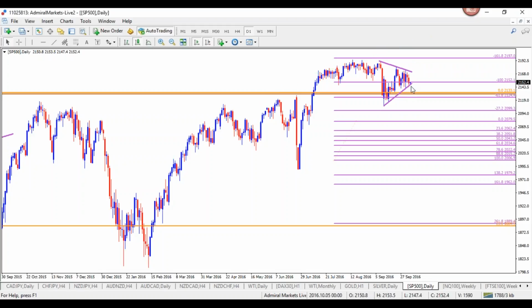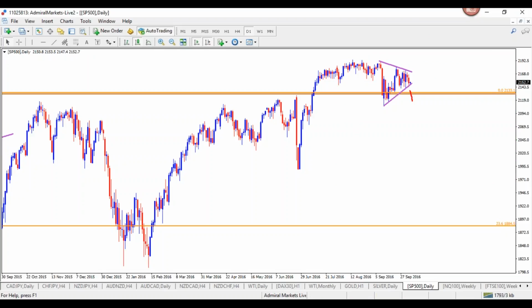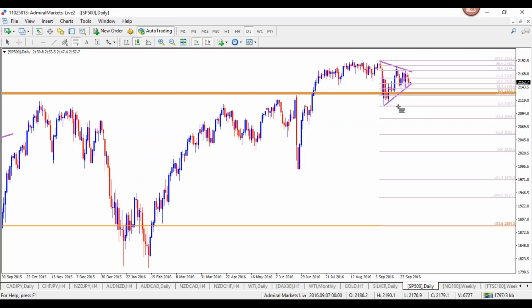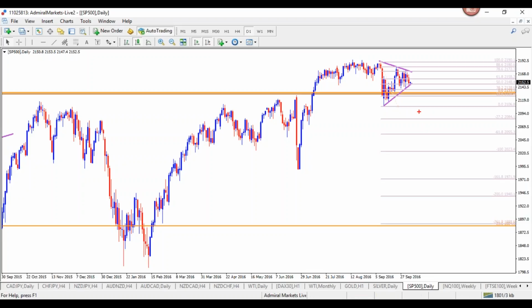Or if it breaks the triangle and breaks the previous top, yeah, there could be that. Let me get rid of this here. There could be a bit of a bigger retracement. Now, that could be just a minor retracement. I don't want to call a big reversal yet because I think it's too soon. But if it does break, there could be a zigzag down to the minus 61.8 target at 2055.